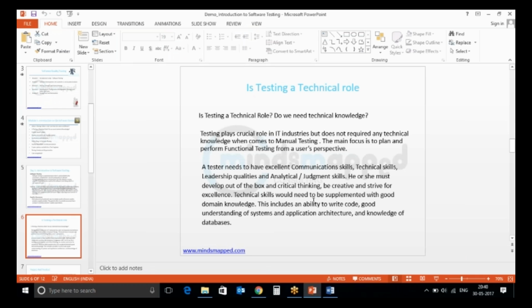Also, the technical role comes into the picture when you have to do database testing, white box testing, and automation testing. For automation testing, you need some technical knowledge, where you are probably proficient in one of the languages like Java, C Sharp, or Python. If you have that, then you can go for automation testing.